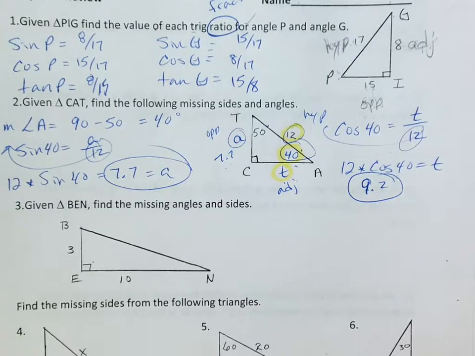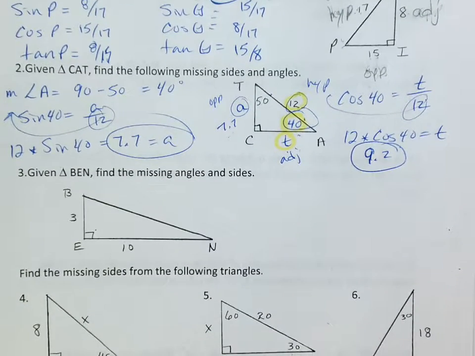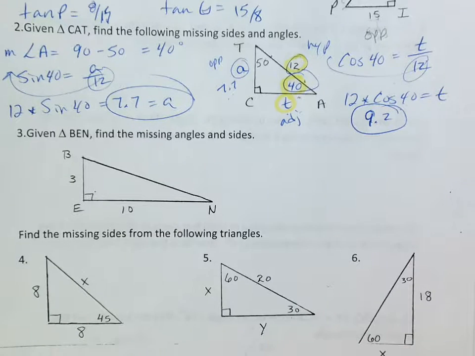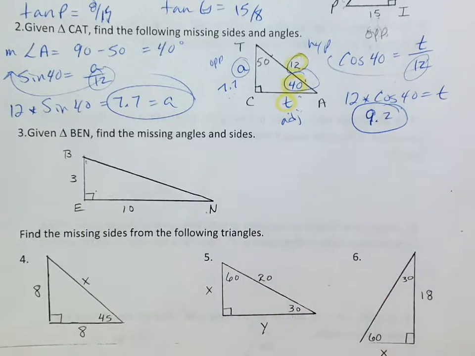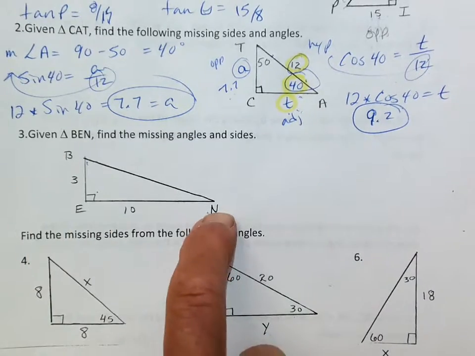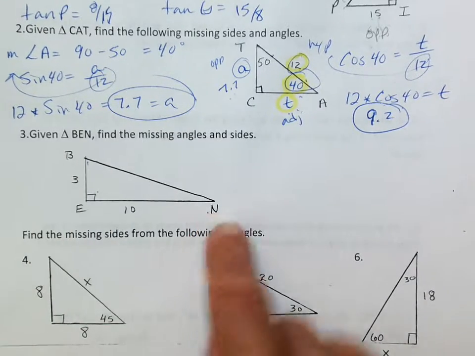Okay, 3. Am I doing okay on pacing? All right, 3. So I don't know an angle. So what I'm going to have to do is use the inverse button. But let's go there first. So I don't know angle B. I don't know angle N. So it doesn't matter. Dylan, what do you want to find? B or N? Does not matter to me. B it is. Okay.